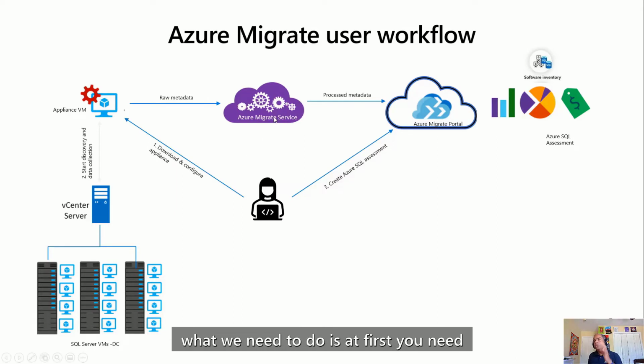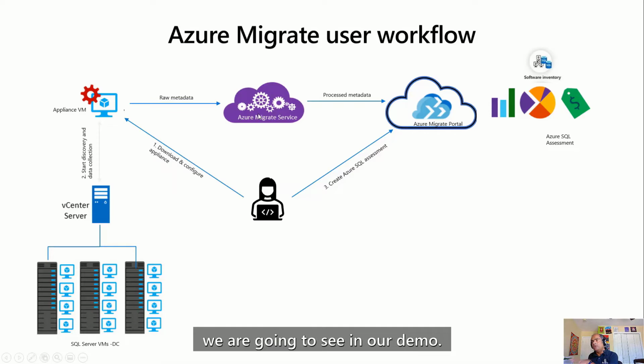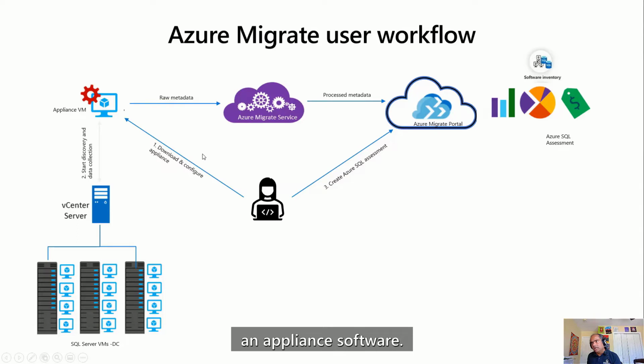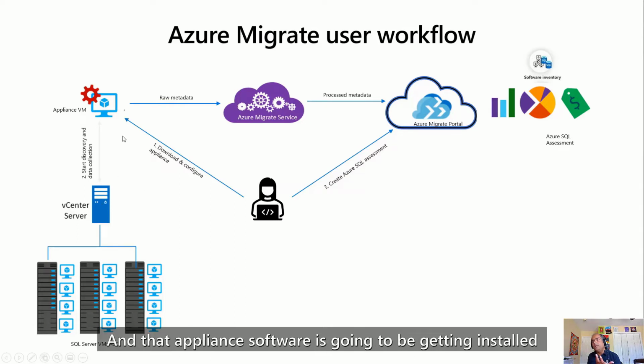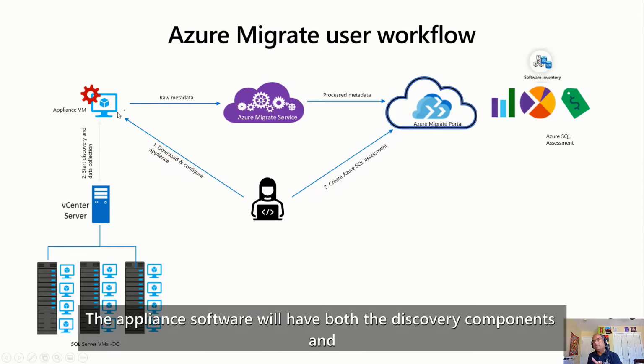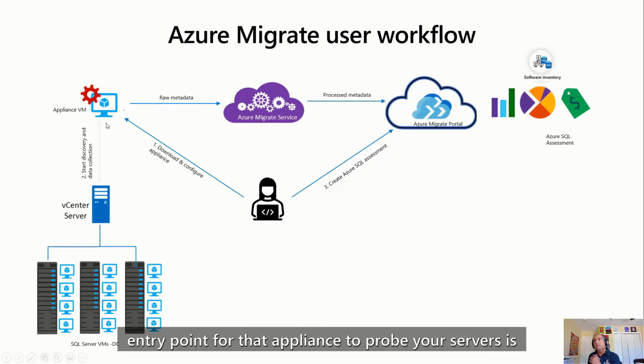To do that, at first you need to create a project in the Azure Migrate service, which we are going to see in our demo. And then you need to download an appliance software, which is going to be installed in the on-premises environment. The appliance software has both the discovery components and the assessment components. You install that in your on-premises data center, and the entry point for that appliance to probe your servers is through the vCenter.